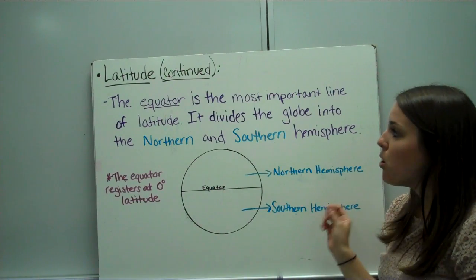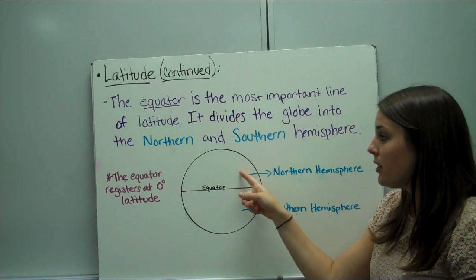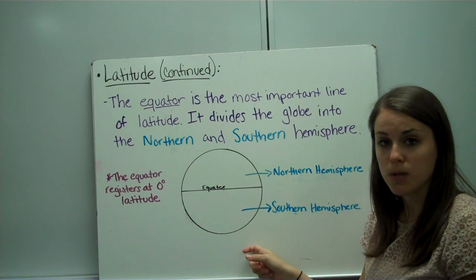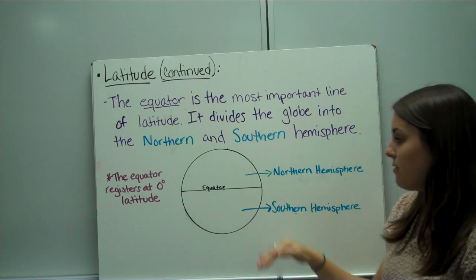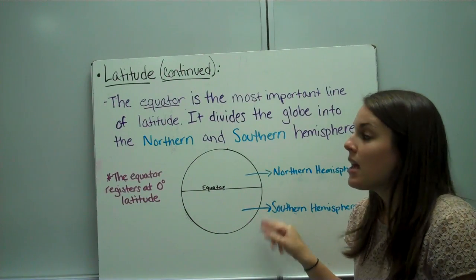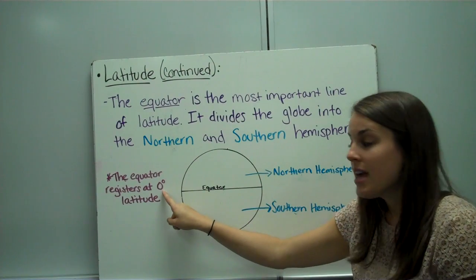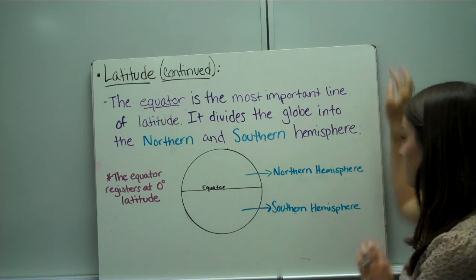The equator is the most important line of latitude. It divides the globe into the northern and southern hemispheres. So again, we have this circle drawn that's supposed to represent the globe. The equator cuts our globe in half, dividing it into the northern hemisphere and the southern hemisphere. If you had a latitude coordinate that read 0 degrees, that means that the coordinate lies on the equator.